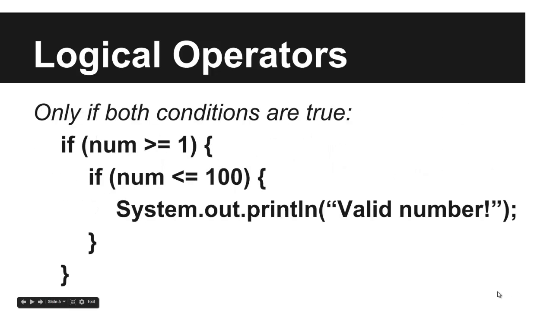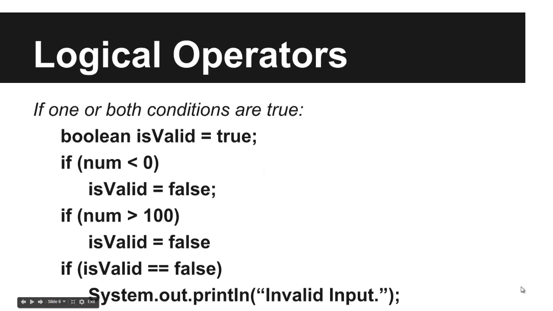So if we wanted something to happen only if both conditions are true, let's say that we wanted a number between 1 and 100. We might use a structure like this, where we check to see if our number is at least 1, and then we check to see if our number is at most 100. And if both of those conditions are true, we do some output. Okay, so that's not too bad, though that gets a little bit cumbersome when we have more than one condition.